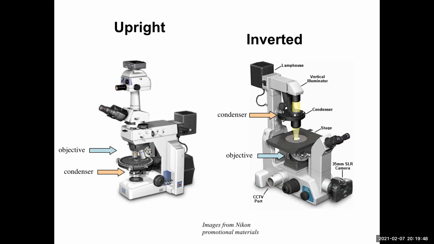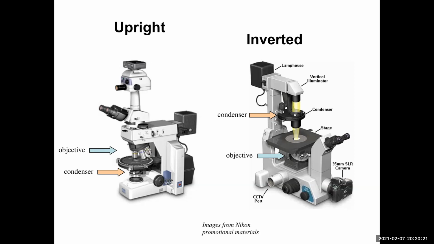Okay, so here's the thing. If you look at the one on the left, your objectives are on top of the stage and you can reach them and you can see them. They're right there, kind of where your nose is if you're putting something on the stage. On the one on the right, your objectives are going to look like they're hidden from you because they're in the bottom of the scope. And your lamp is actually on the top of the scope.